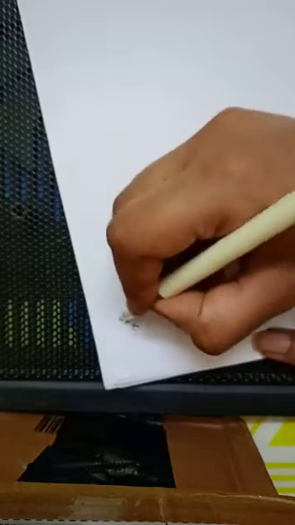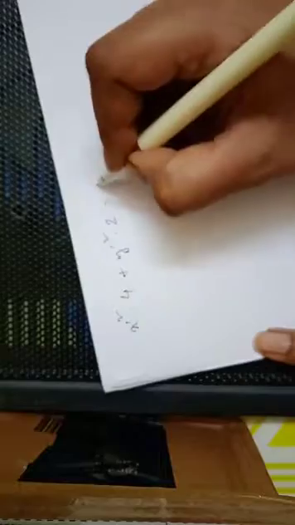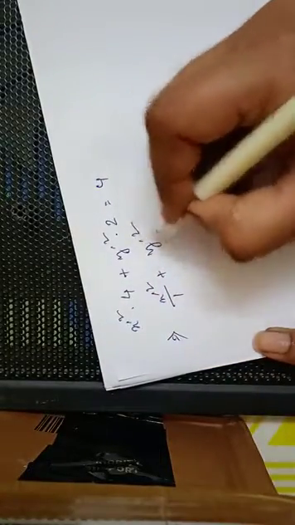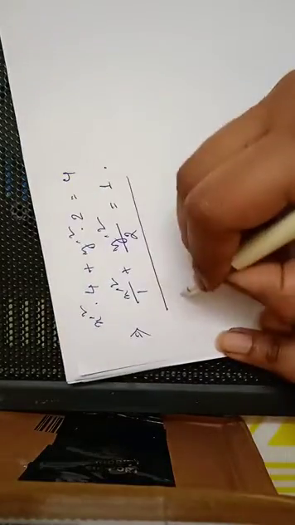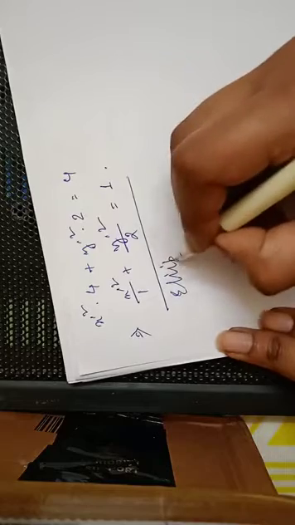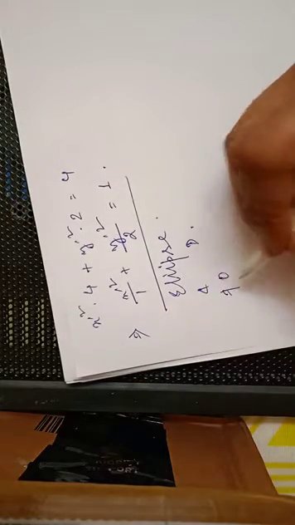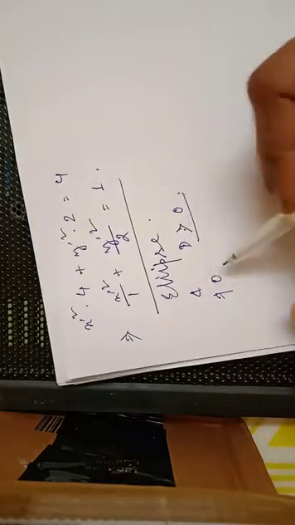x dash square into 4 plus y dash square into 2 equals 4. That means x dash square by 1 plus y dash square by 2 equals 1. Okay, clearly this is an ellipse, and we can say that it's an ellipse from the values of delta and d also. Both are not equal to 0. Delta was not equal to 0, and what was the value of d? D was greater than 0.